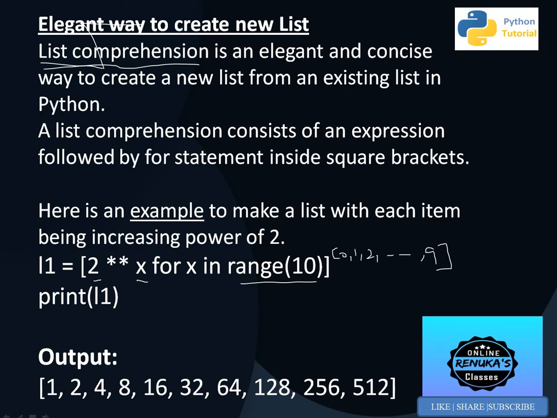Then it will print 1, then again go up, x is 1 and 2 raised to power 1 is 2. Again go up, next x is 2, so 2 raised to power 2 is 4. Likewise it will continue, and in the end 2 raised to power 9 is 512. So this is how, with the help of any expression, you can create a list. That is known as list comprehension.